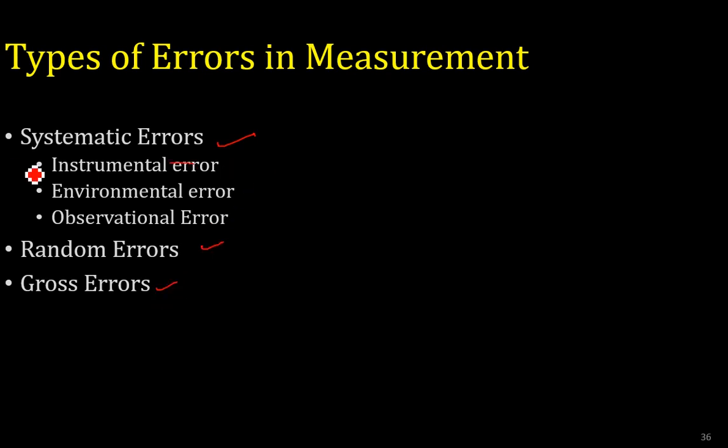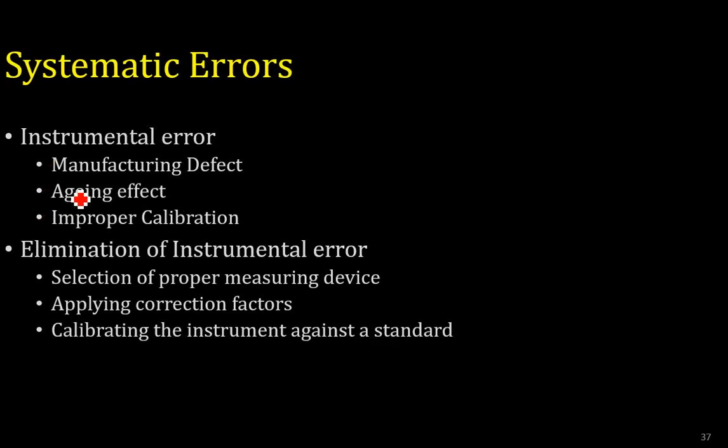Again, systematic errors are classified into instrumental error, environmental error, and observational error. So we'll see this in detail. So systematic errors, the first one is instrumental error. The instrumental error can be due to manufacturing defect, there can be aging issues, and it can also be due to improper calibration. You have not calibrated against a proper standard. So this can be eliminated by using a proper measuring device which is properly calibrated against a standard.